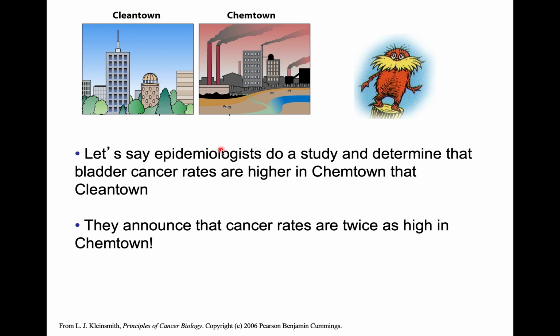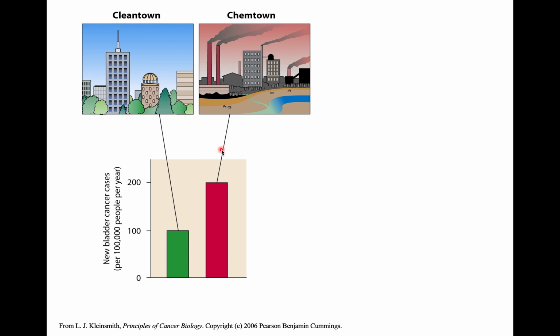Let's say they say, okay, cancer rates are twice as high in Chemtown compared to Cleantown. Then the real question becomes, okay, how do we know if that difference is significant? Is it quote unquote real or not? And some of this is going to, of course, come down to, well, how many people were they looking at in this study, right? If you say, oh, well, we had two cases of bladder cancer in Chemtown versus one in Cleantown, that's probably not going to be too convincing.